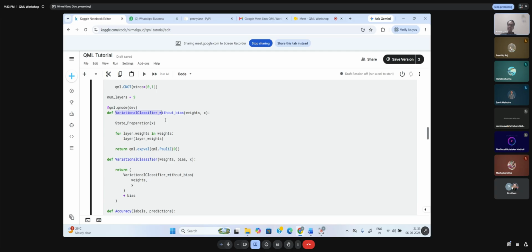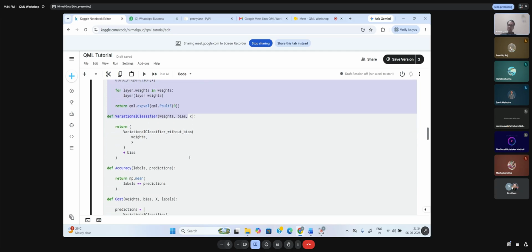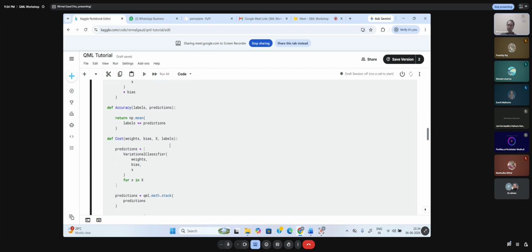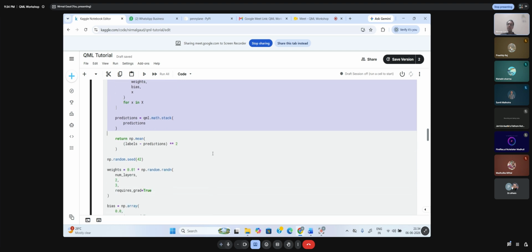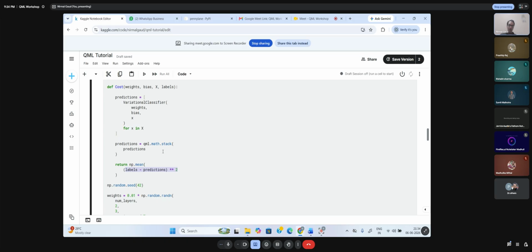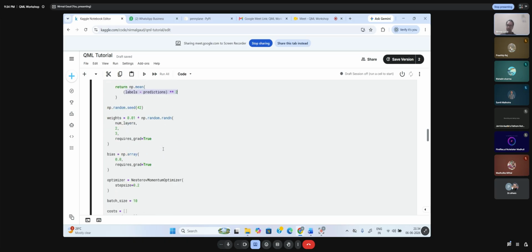Created a variational circuit, that means defining the weight without bias. Define the weights without bias, as we did above. Define the accuracy, as we did above. Define the cost. What is the cost? Again, label minus prediction squared, mean average error. Error we have defined above in the basic. Same I am doing here.